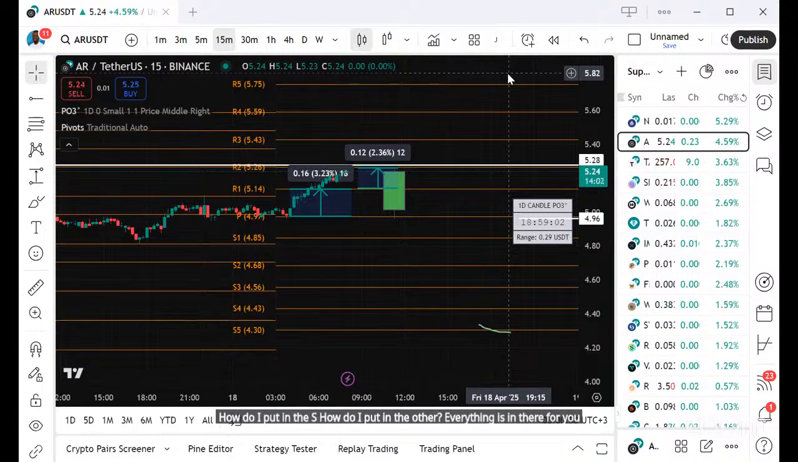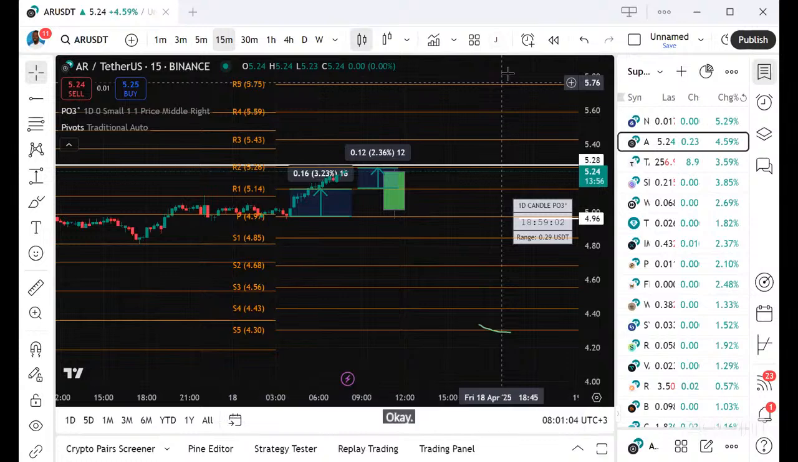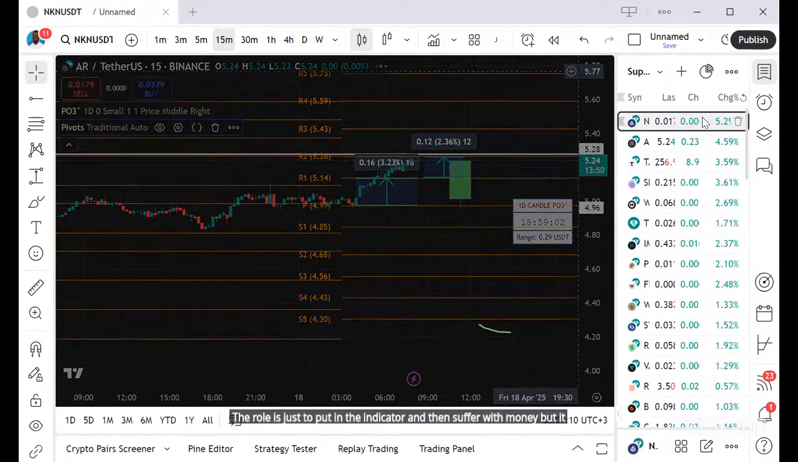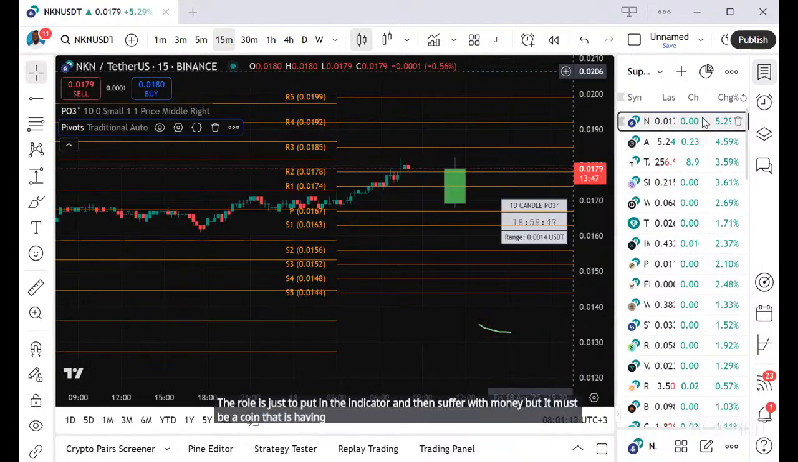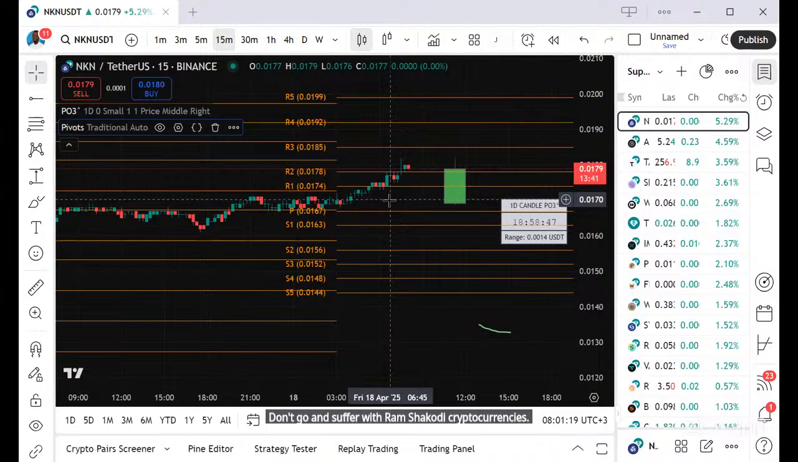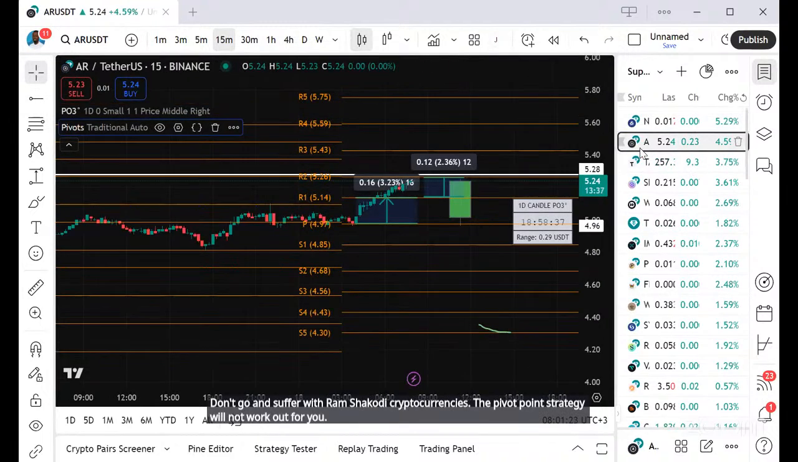Your role is just to put in the indicator and then suffer with money. But it must be a coin that is having good momentum. Don't go and suffer with ramshackle cryptocurrencies. The pivot point strategy will not work out for you. Okay? Fantastic.